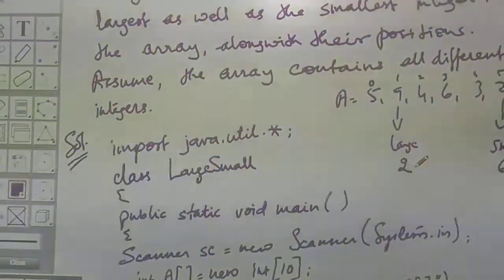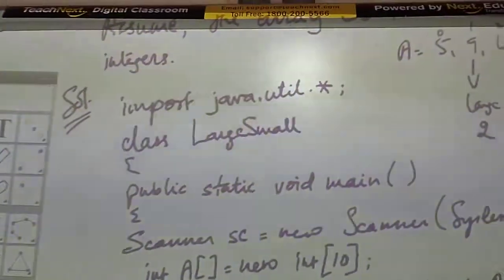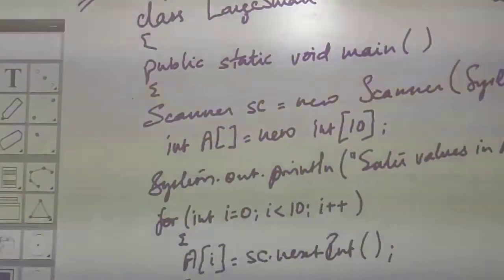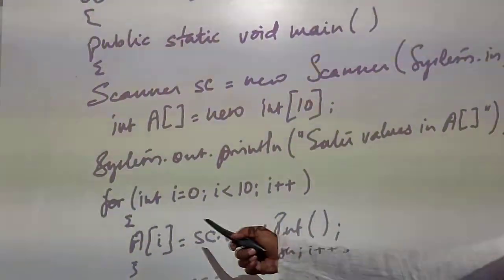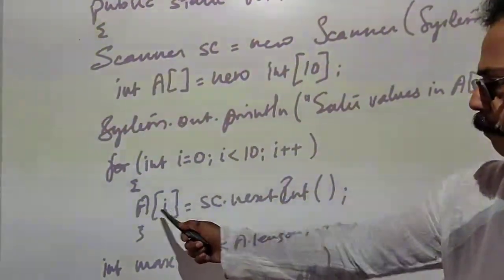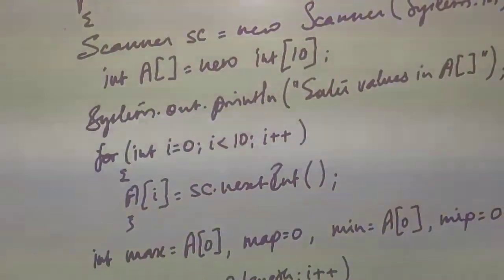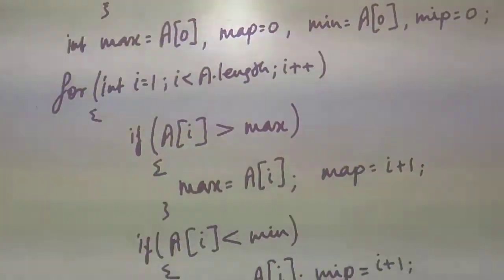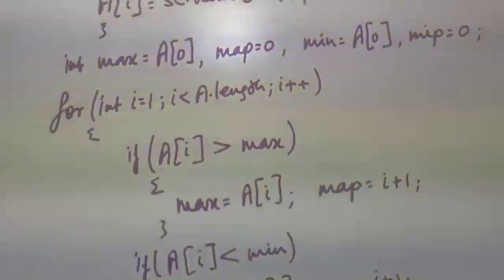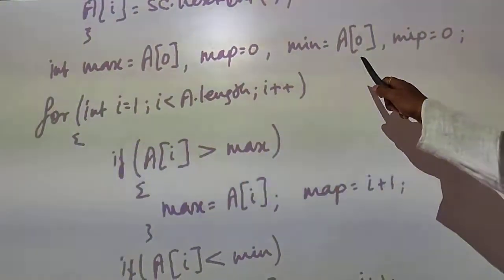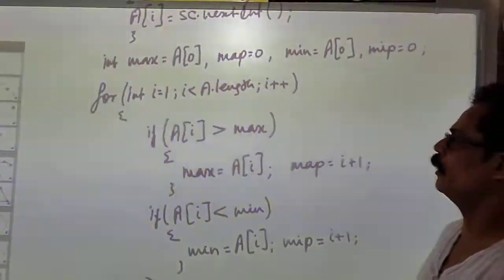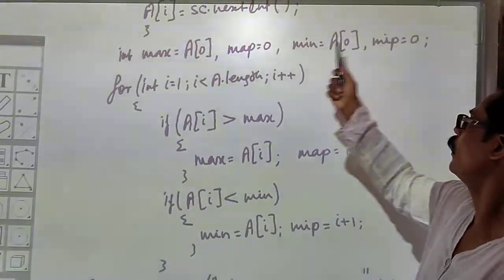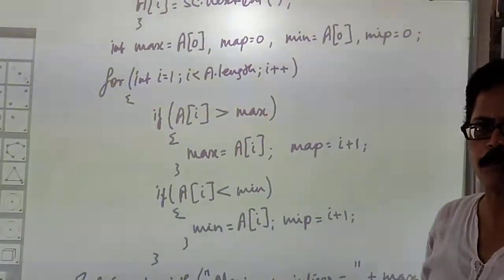So let's see the concept of this program. Of course, you have to import, int a equals new int[10]. System will print, enter values. For int i equal to 0, i less than 10, i plus plus, a[i] equal to sc.nextInt. You have accepted. Now the major part is here. We take two variables, max and min. Max will store the maximum integer and min will store the minimum integer. Along with that, we take MAP and MIP. MAP means maximum position and this is the minimum position, that will be i plus 1.